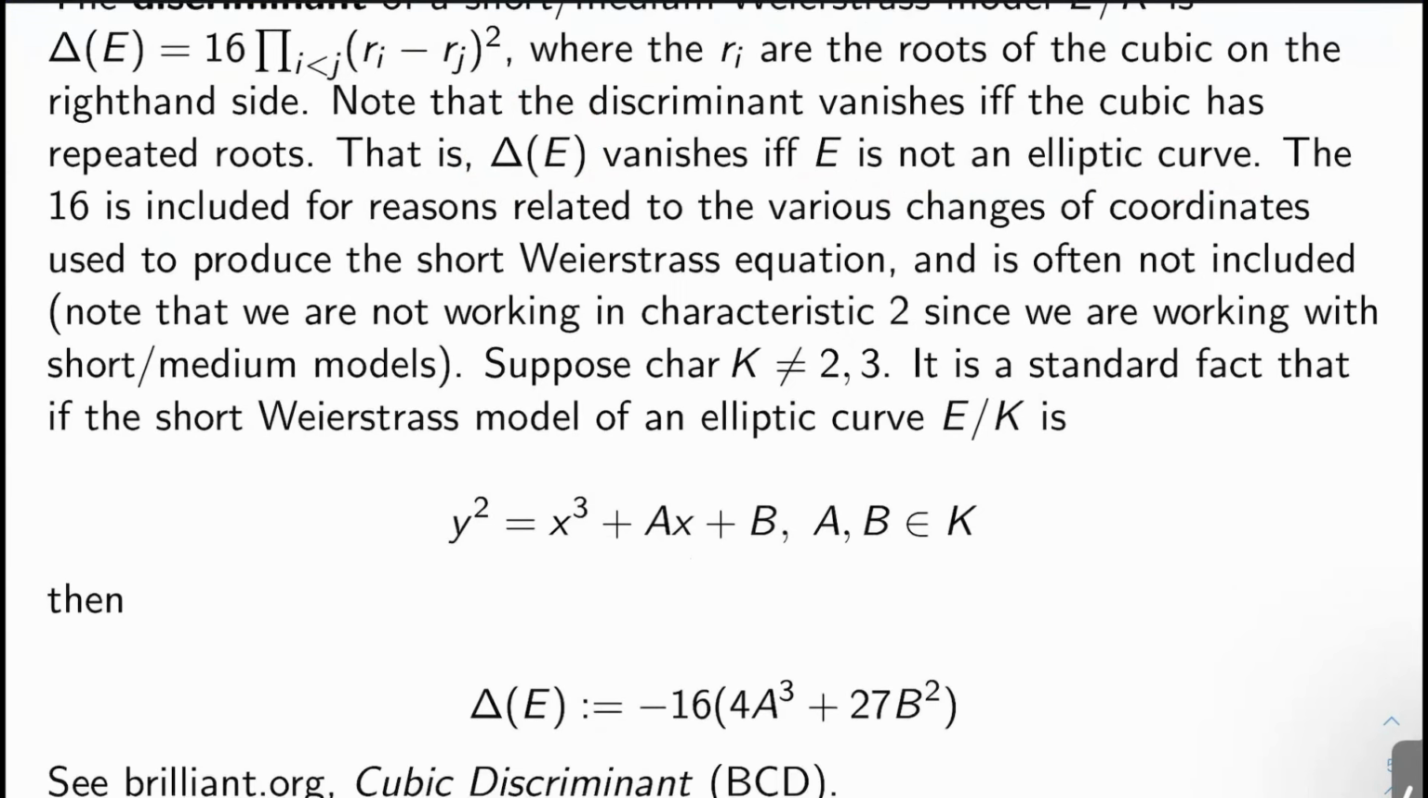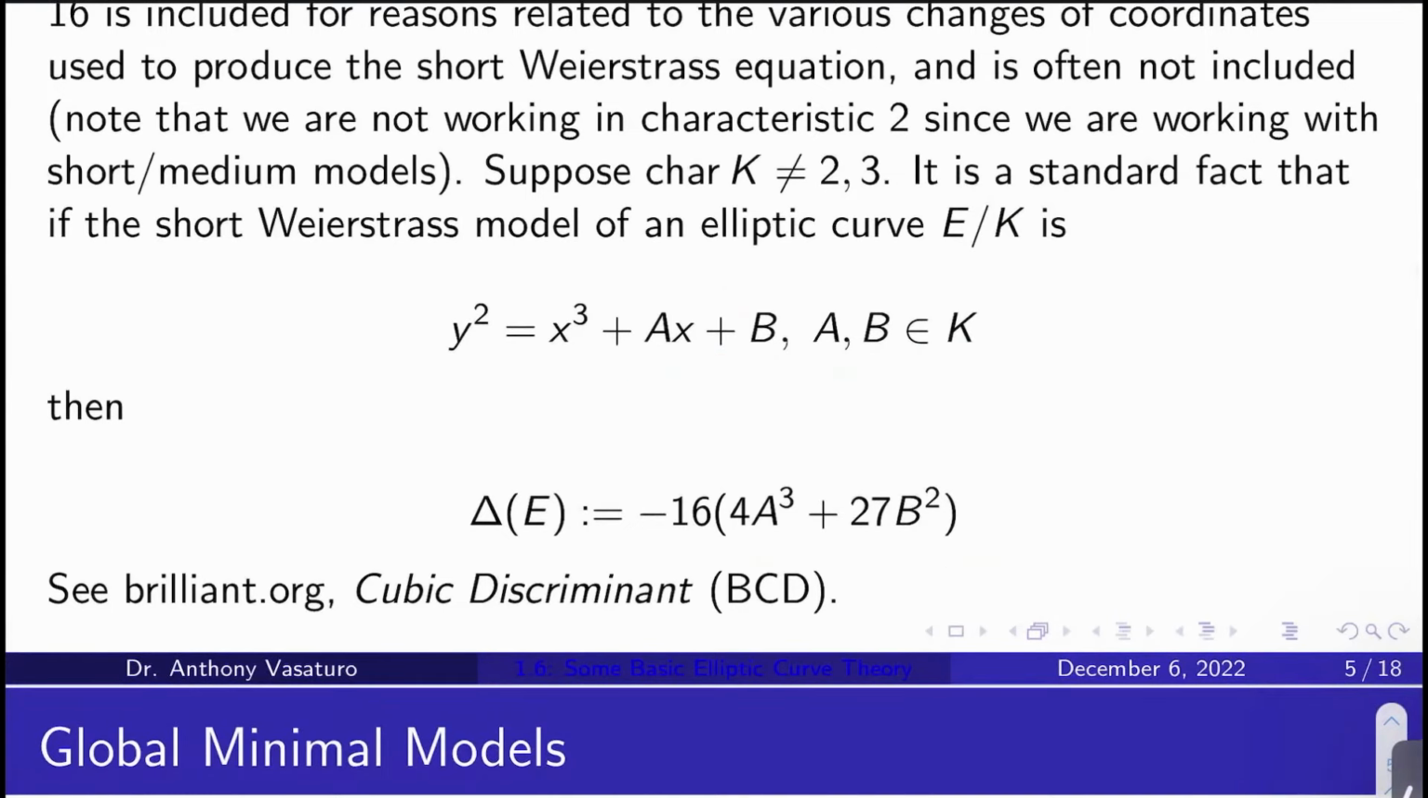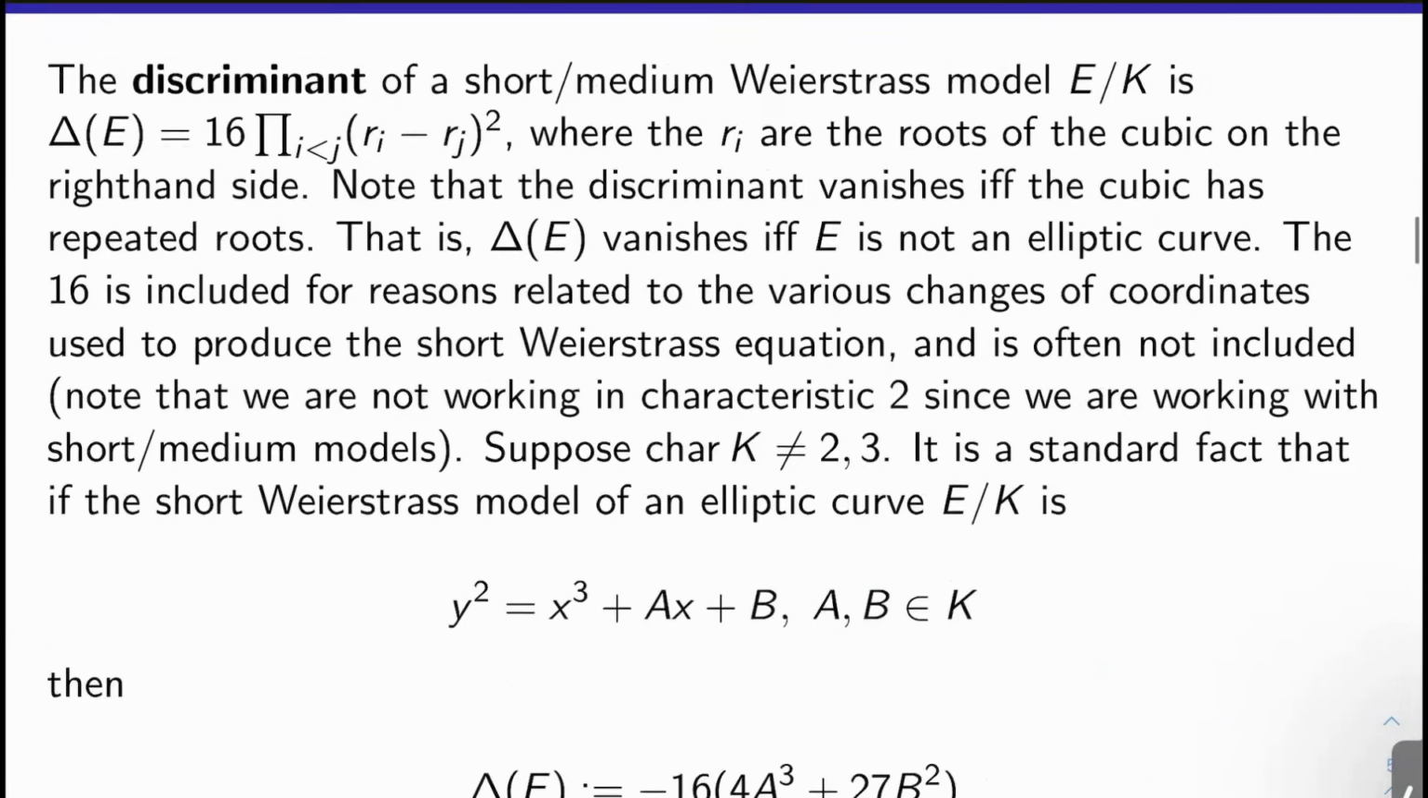Let's suppose from here on out that the characteristic of K isn't 2 or 3. It's a standard fact that if the short Weierstrass model of an elliptic curve E over K is given by the usual, y squared equals x cubed plus ax plus b, where a and b are in K, then there's a very simple formula for the discriminant. It's just negative 16 times 4a cubed plus 27b squared. You can see brilliant.org for a great discussion about this. There is a notion of a discriminant for an elliptic curve given by any kind of Weierstrass model, but the equation's kind of complicated, and so I won't write it here. You can see Silverman 1.